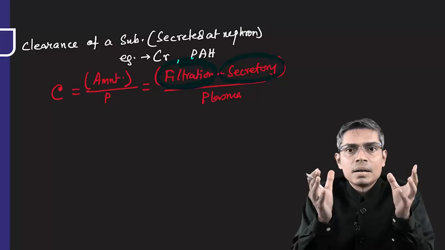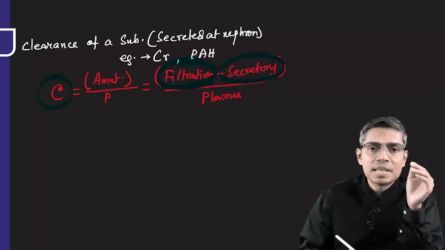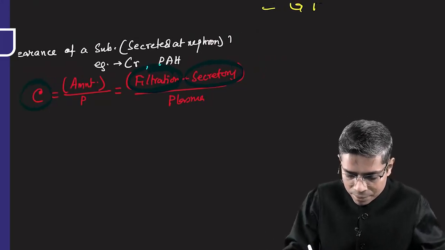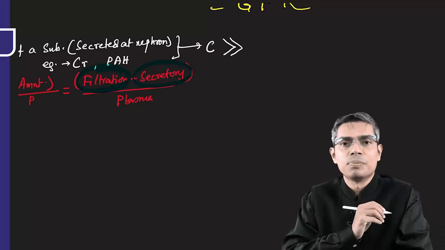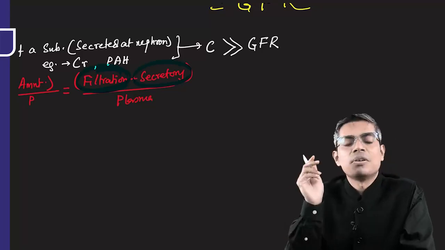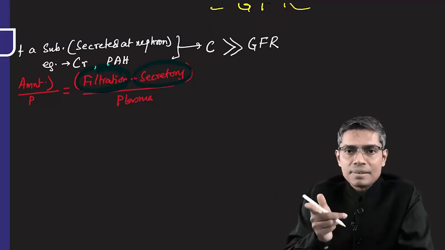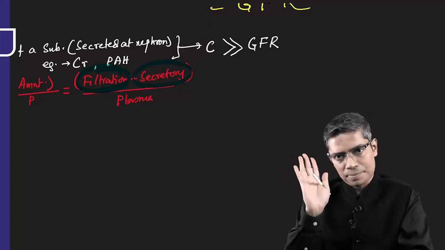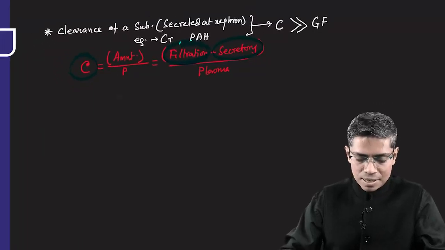So what is happening? The numerator is more in these cases. If your numerator is more, what will happen to your clearance? Clearance will be more. So if I ask you, when a substance is secreted at the level of the nephron, the clearance of these substances will be greater than the clearance of inulin, or GFR. Obviously, it will be greater than GFR. Getting my point? So, if a substance is secreted in the nephron, clearance of that substance will be greater than GFR, provided later on it is not reabsorbed. That obviously you have to remember. Okay. So, this is the clearance greater than GFR if the substance is secreted.